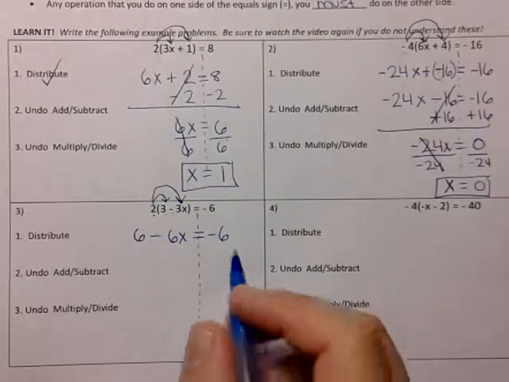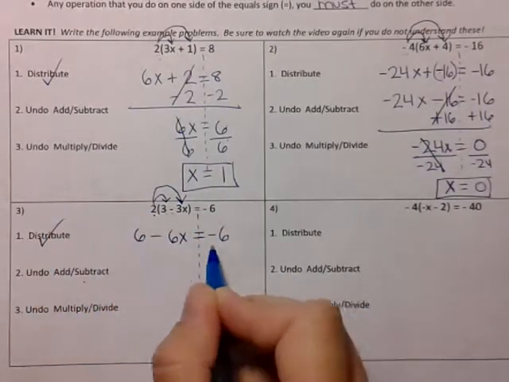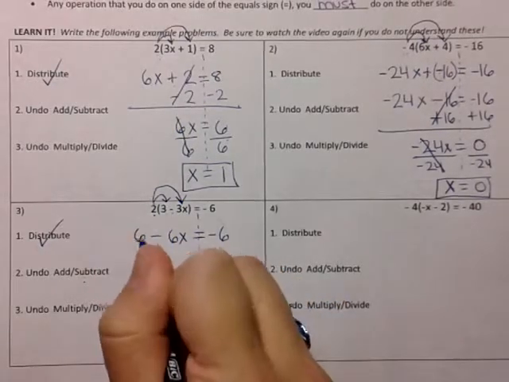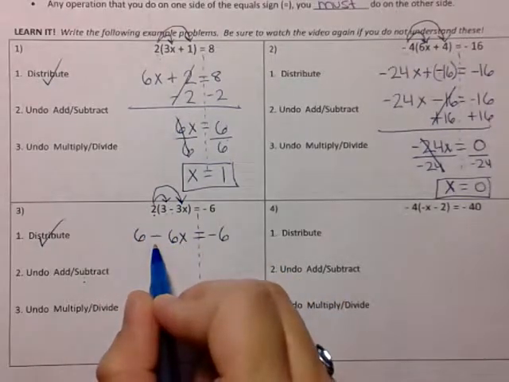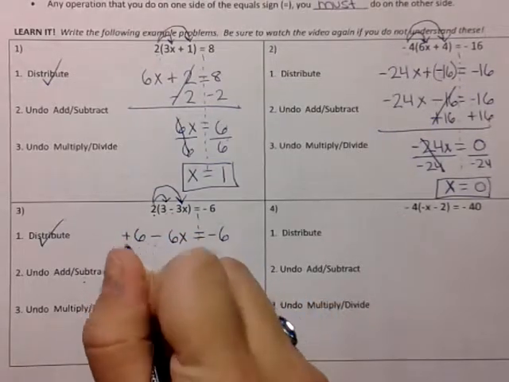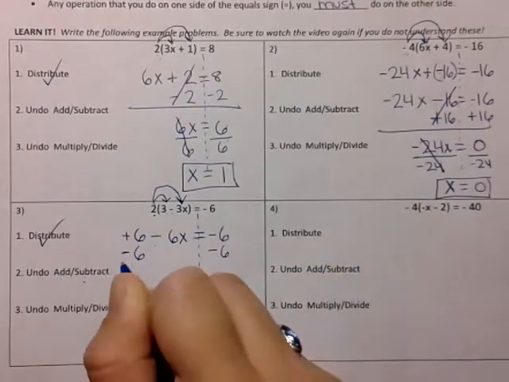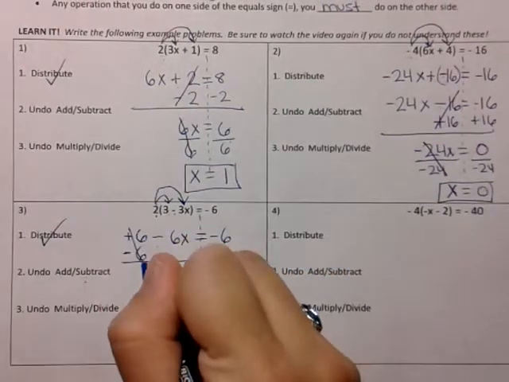Now this is where it's a little tricky. I'm ready to undo my addition or subtraction. I want to move this 6 over with the other negative 6. But instead of looking at this minus in between here, I want to look at what sign is in front. There's an invisible positive. So I'm going to subtract 6 from both sides. I only care about the sign that's in front.